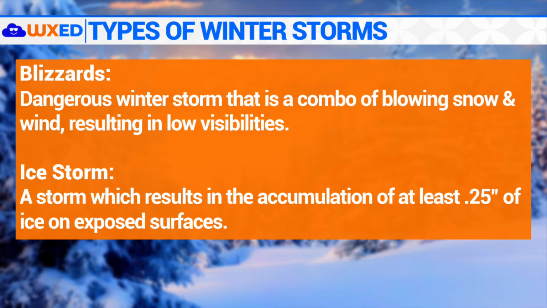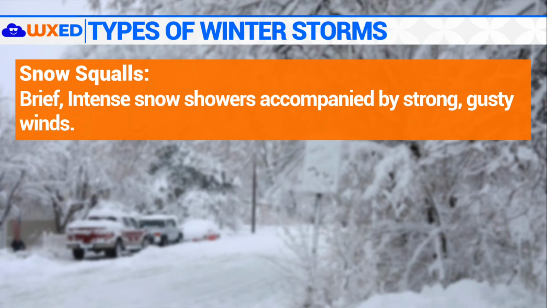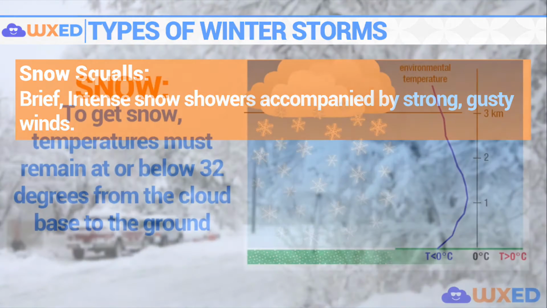We have blizzards, which is a dangerous winter storm that is a combination of blowing snow and wind, resulting in low visibilities. An ice storm, which is a storm that results in the accumulation of at least 1/4 of an inch of ice on exposed surfaces. And lastly, you have snow squalls, which are brief, intense snow showers accompanied by strong, gusty winds. Now let's get into those wintry precip types.